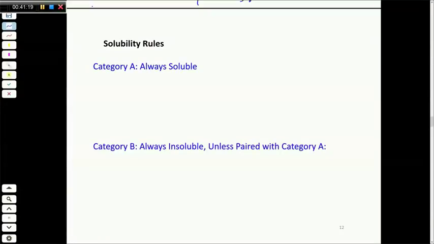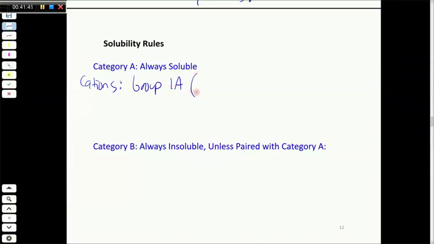And so if you see one of these ions in the compound that I'm going to put in category A here, the compound will always be soluble. And most of these are pretty easy to identify. The majority of the cations that you're considering here are going to be those group 1A alkali metal cations.